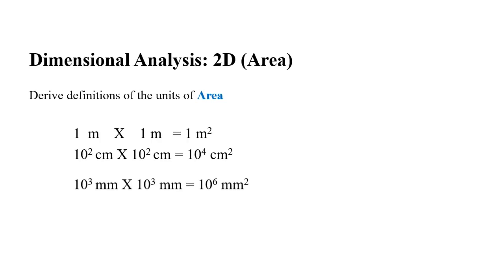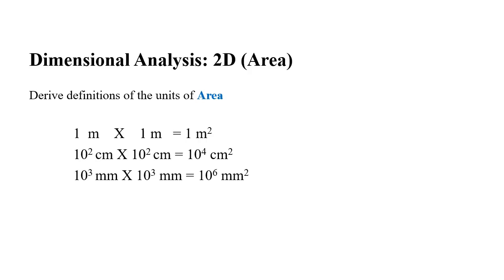And if I change centimeter to millimeter, there's 10 millimeters in a centimeter, and in 1 meter there's 1,000 millimeters. So each meter is 1,000 millimeters. So in this case, it will be 10 to power 3 millimeters multiplied by 10 to power 3 millimeters equal to 10 to power 6 millimeters squared.